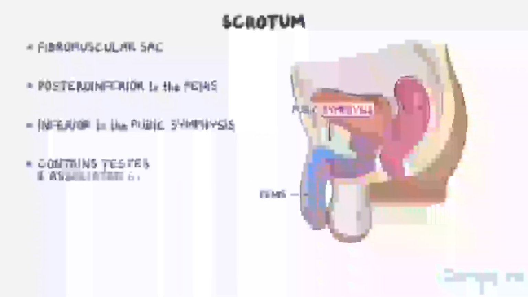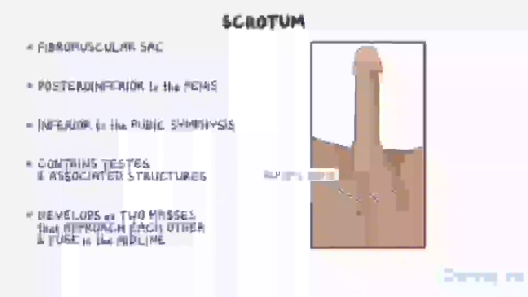Now, let's discuss the scrotum, which is a fibromuscular sac that lies postero-inferior to the penis and inferior to the pubic symphysis. The scrotum contains the testes and associated structures. The scrotum develops as two masses that approach each other and fuse in the midline, forming the scrotal raphe. The scrotal raphe is continuous anteriorly with the penile raphe on the ventral surface of the penis, and posteriorly with the perineal raphe in the midline of the perineum.